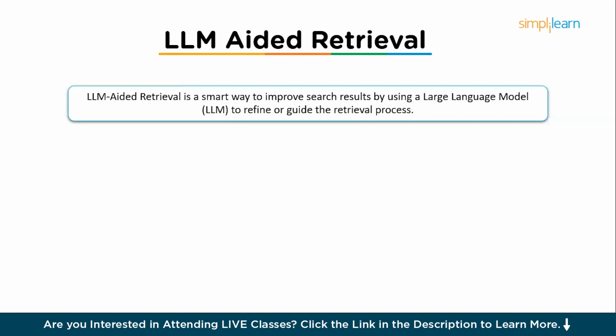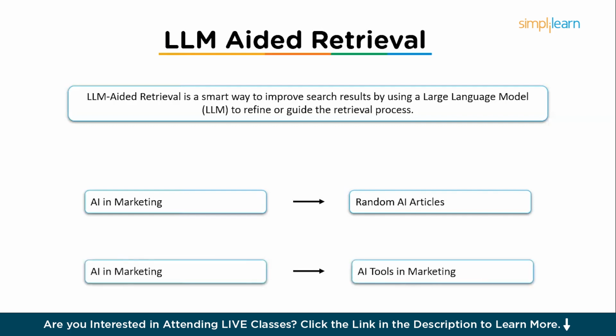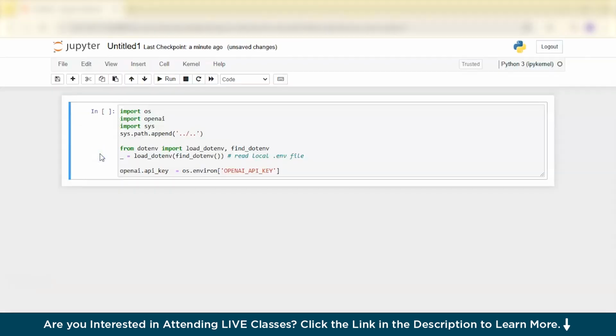For example, without LLM-aided retrieval, a search for AI in marketing may retrieve random AI articles. With LLM-aided retrieval, the LLM understands the intent and retrieves specific articles on AI tools for marketing. So let's now move on and see the demo. Let's see all the techniques in action.